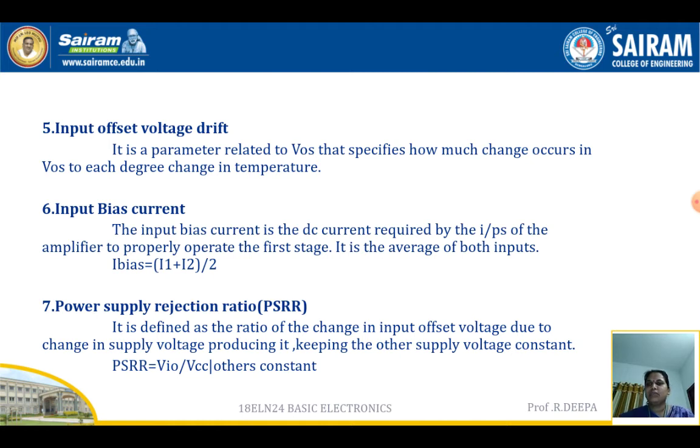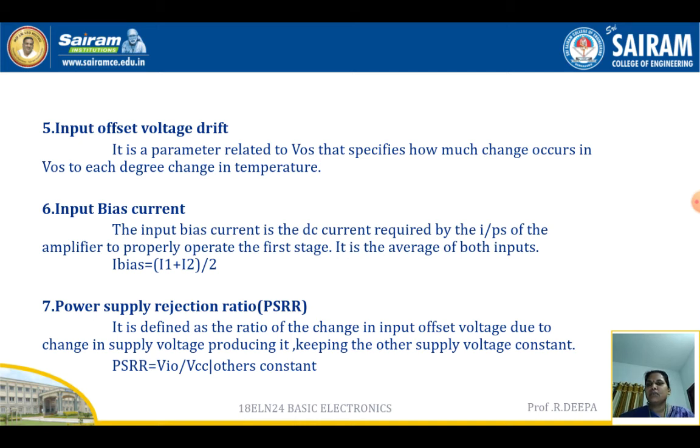The fifth parameter is input offset voltage drift. It is related to VOS, and it specifies how much change occurs in VOS for each degree change in temperature. That is, if there is any increase or decrease in temperature, what is the change in VOS? This is defined by the input offset voltage drift.